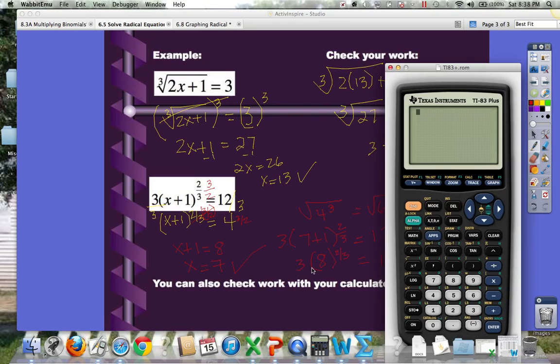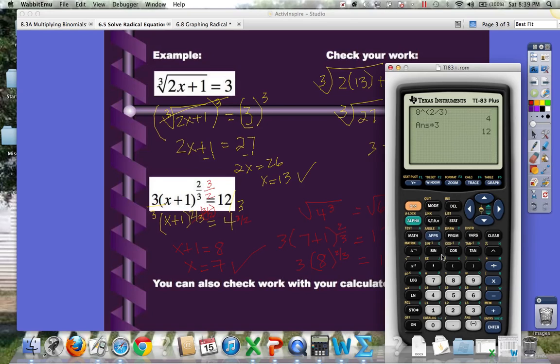Okay, you have to go like this when you're doing this 8 to the 2/3. You have to go 8, raised to, and then parenthesis 2 divided by 3 parenthesis. Otherwise, it will mess up your answer because it does order of operations. That gives you 4. 4 times 3 gives you 12.